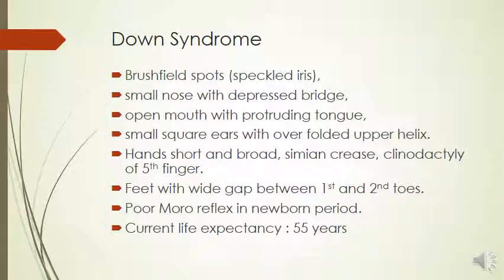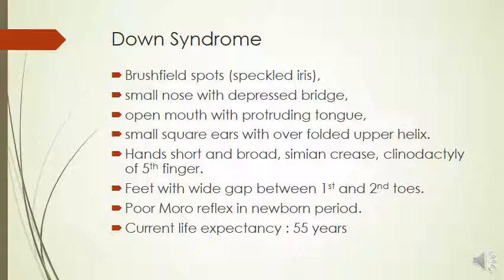These babies may also show Brushfield spots, a speckled iris when you shine a light into their eyes, a small nose with a depressed bridge, an open mouth with a protruding tongue. Their jaws are very small. Their tongues are not larger. Small square ears with an overfolded upper helix. Their hands are short and broad. They have what's called a simian crease, and they have the incurving of the fifth finger, which is called clinodactyly.